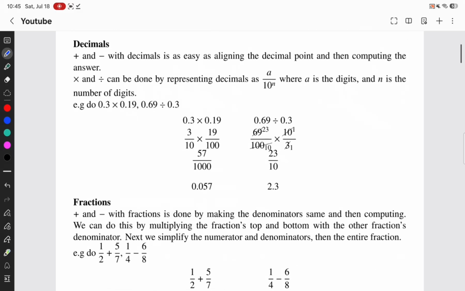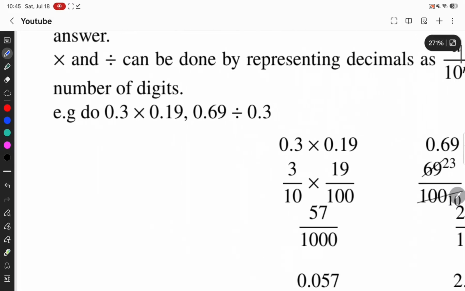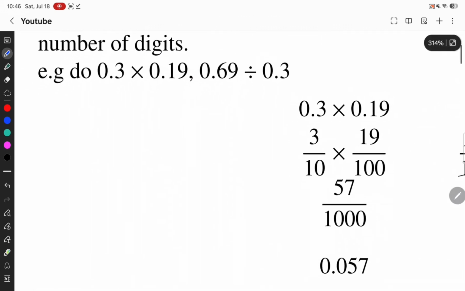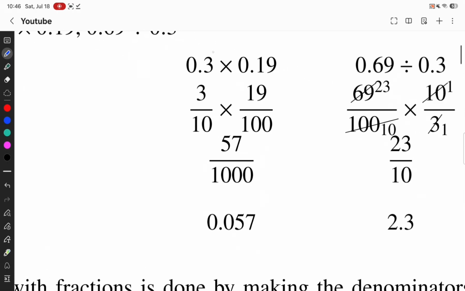Multiplication and division can be done by representing decimals as a over 10 to the n, where a is the digits and n is the number of decimal places. Example, when you do 3.3 times 0.19, we can represent them as fractions. Remember what I told you, we can convert between decimals and fractions. And here we can do 19 over 100. We can convert these two into fractions and then multiply the fractions together. Multiplying fractions is easy, don't worry.